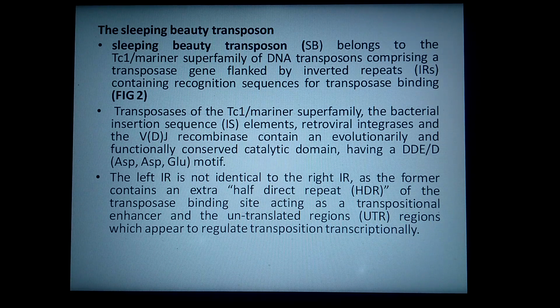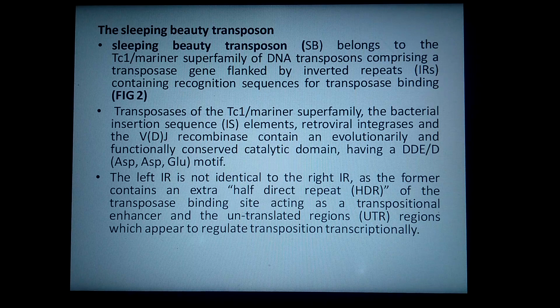Transposases of the Tc1/Mariner superfamily, the bacterial insertion sequence IS elements, retroviral integrases, and other types of recombinases contain an evolutionarily and functionally conserved catalytic domain having a DDE or DDD motif, which is known as Asp or Glu amino acid motifs. DDE recombinases catalyze a remarkably similar chemistry of DNA recombination.